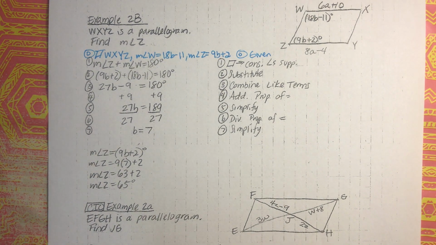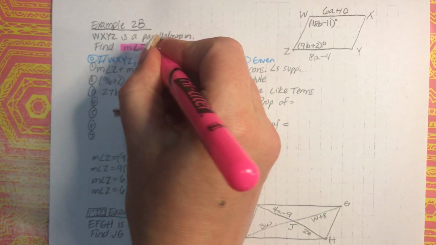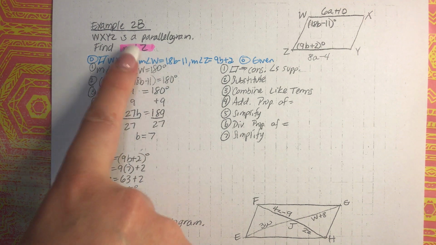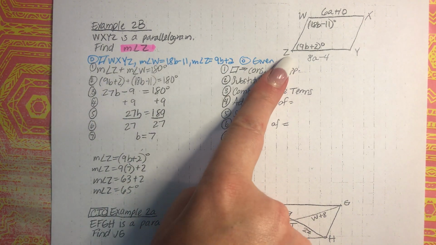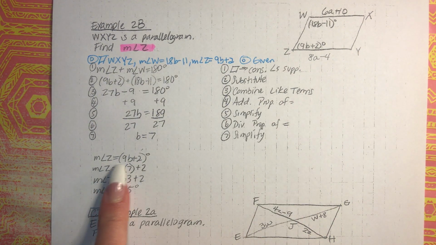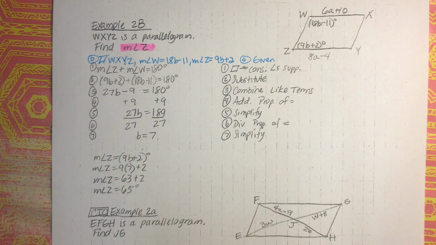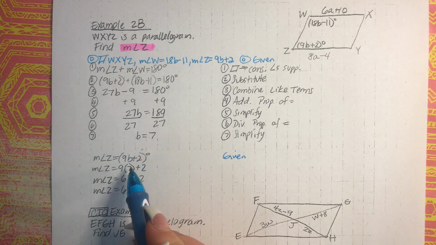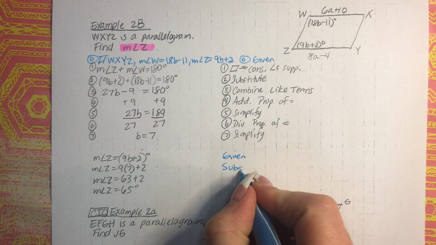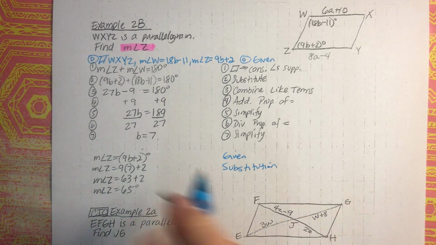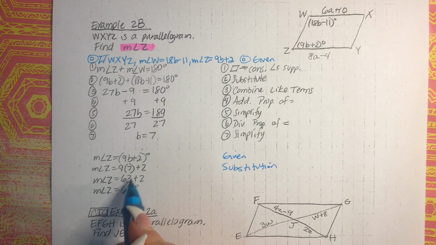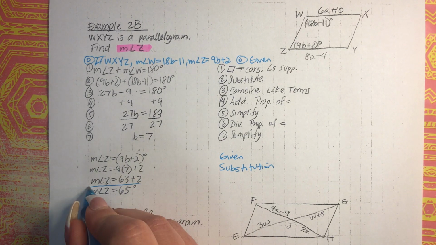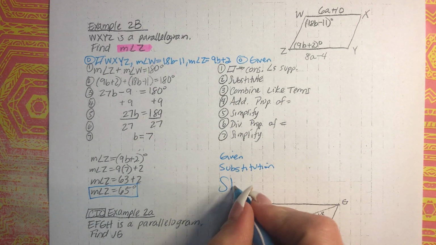But what is the problem asking us to find? The problem is asking us to find the measure of angle z. So we found what b is, right? That's great, but we have to find out what the measure of angle z is. We know that the measure of angle z is equal to 9b plus 2, right? That is given information. Then from there, we're just going to substitute in. So substitution. Then we have 9 times 7 is 63 plus 2 is 65. So the measure of angle z is equal to 65 degrees, and all this is just simplify.